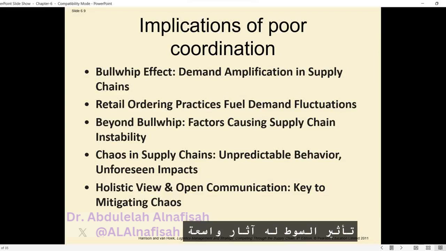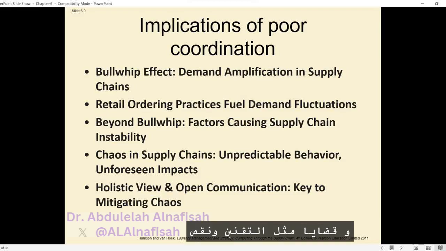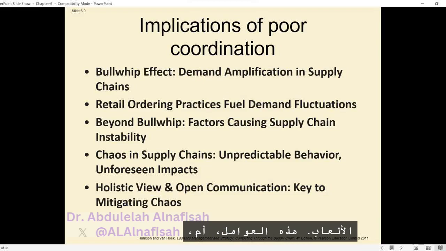The bullwhip effect has wide-ranging implications across the supply chain, causing fluctuations in capacity needs and inventory levels. Contributing factors include the updating of demand forecasts, order batching, price fluctuations due to promotions, and issues like rationing and shortage gaming. These factors amplify demand variation, presenting challenges for effective supply chain management.